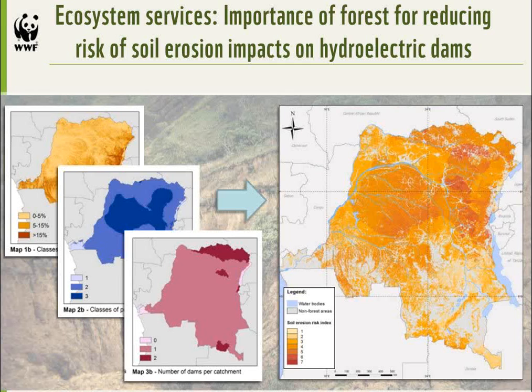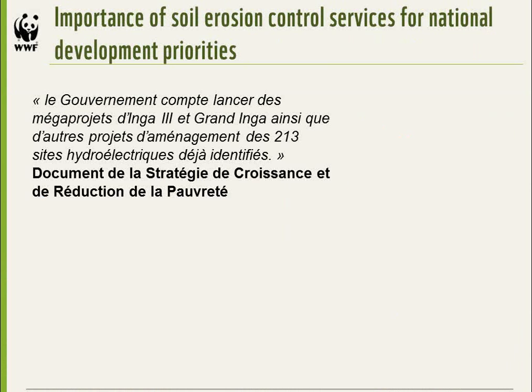So for this analysis, we used three parameters. We looked at slope, annual precipitation, and presence of dams and water catchments to look at what soil erosion risk could be if you removed forest. So if we look in the northeast of the country, you have high risk areas where you have high slopes, high precipitation, and also lots of dam installations.